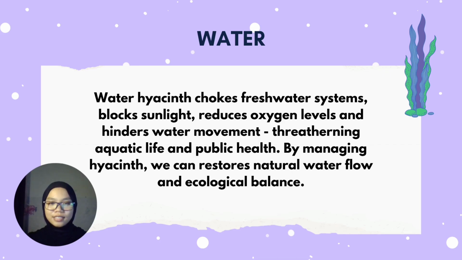Water hyacinth is a highly invasive aquatic plant that spreads rapidly across freshwater bodies, forming a dense mat on the surface of rivers and lakes. These thick mats block sunlight from penetrating the water, disrupting photosynthesis and reducing oxygen levels. As a result, fish and other aquatic organisms struggle to survive, leading to a loss of biodiversity.